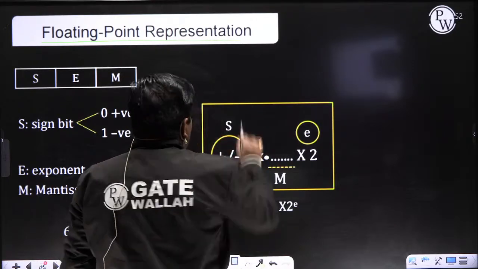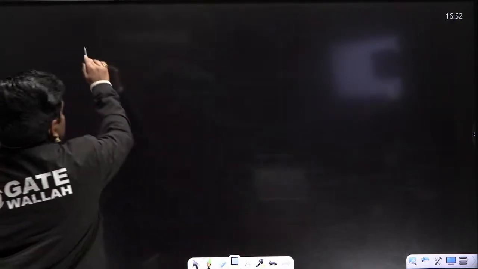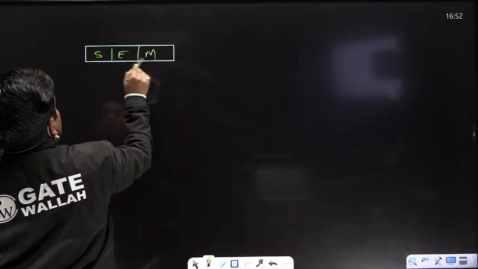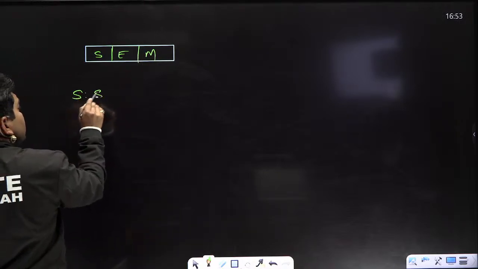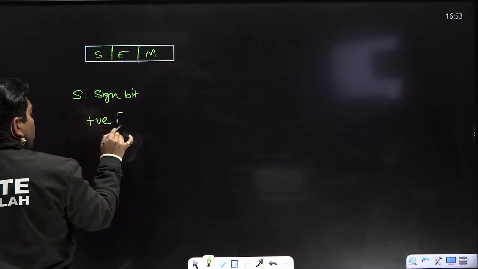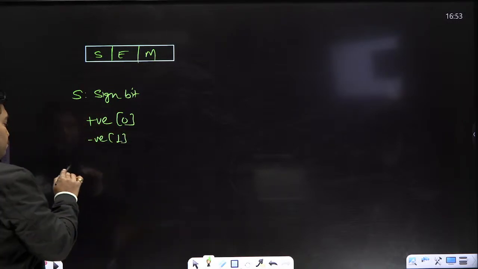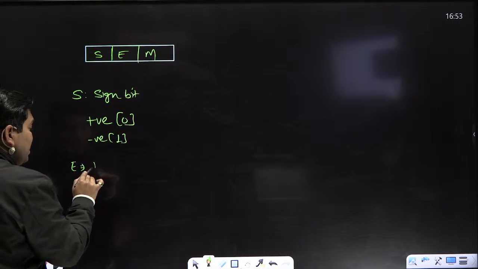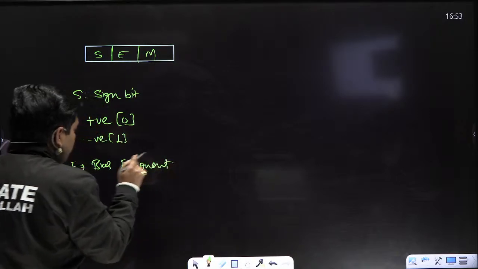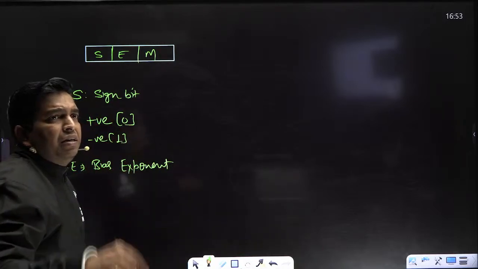Now, in a floating point representation, please try to understand simple things in a simple manner. We represent it in the form of S, E and M, my dear. S is the sign bit. If it is positive, then 0, or if negative, then 1. Clear? Now, E is the bias exponent. Sometimes you will get E, sometimes you will get BE.